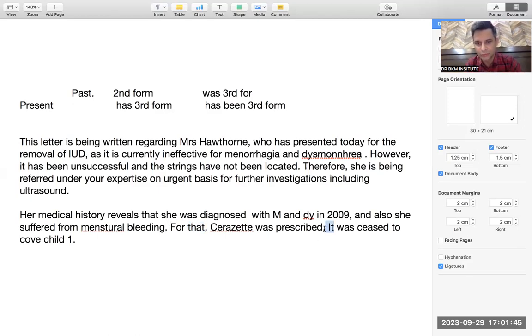Now I can put these two things: seriously was described, which was ceased. The connector is 'which', and it converts the full stop into a comma. This is what a connector means, connecting two sentences. So 'which' has that power. So here I have said 'for which was ceased to conceive child one'. That's it. It's my wish where I use my connector.